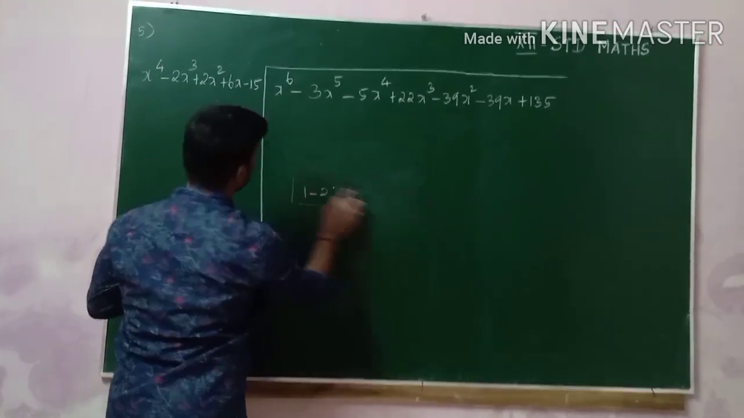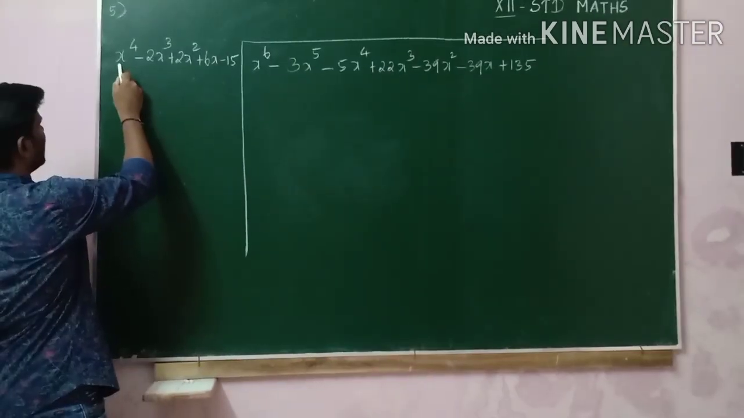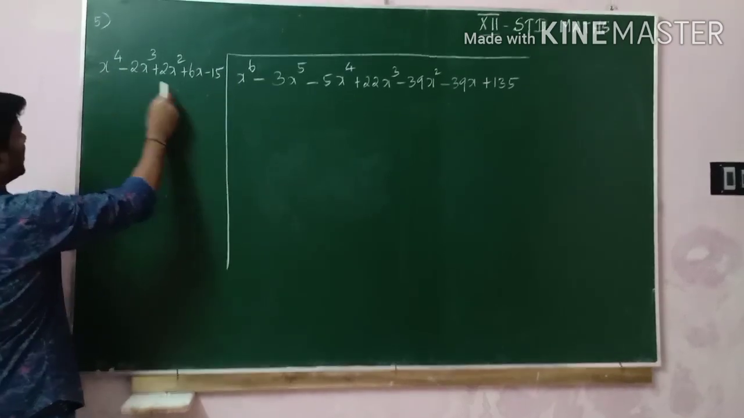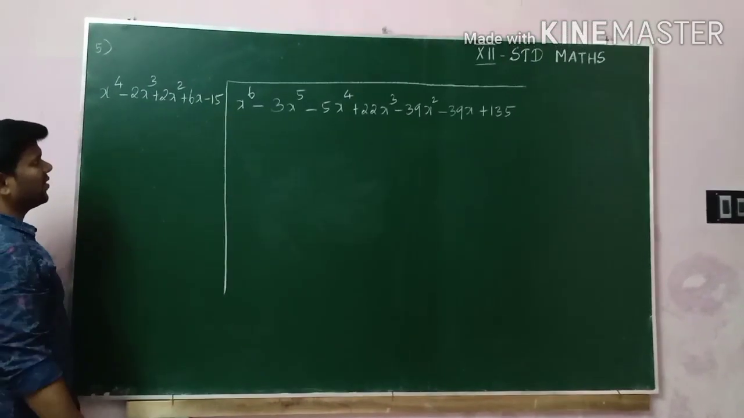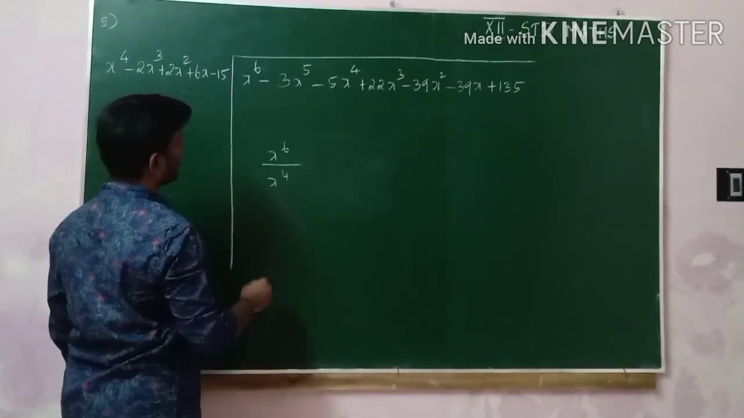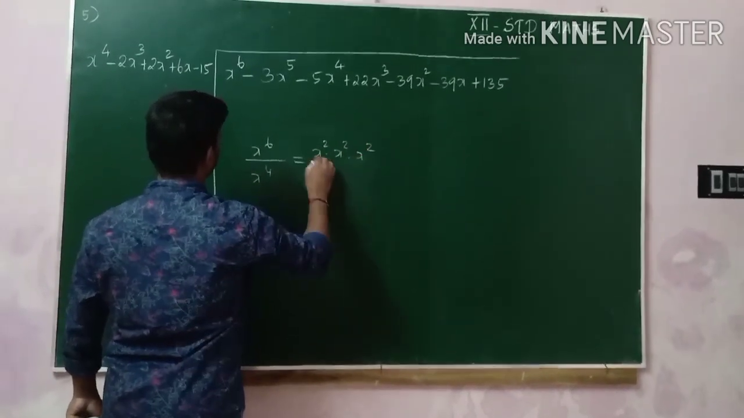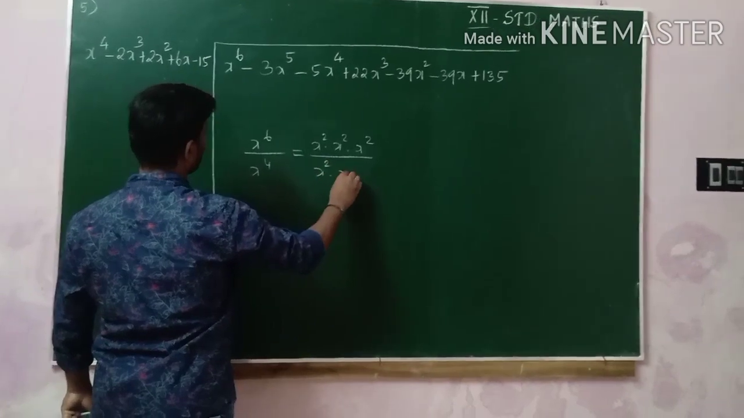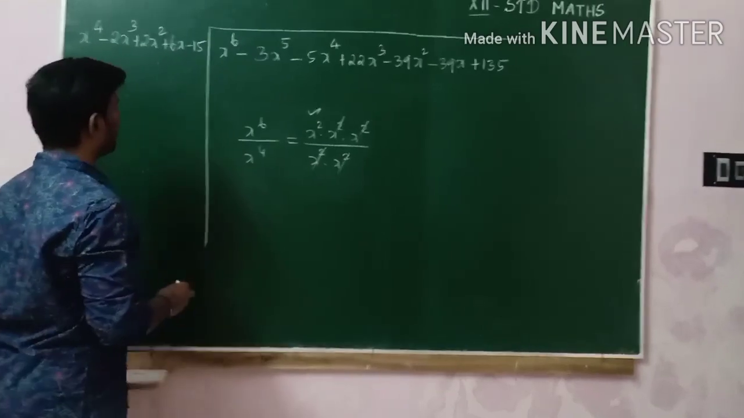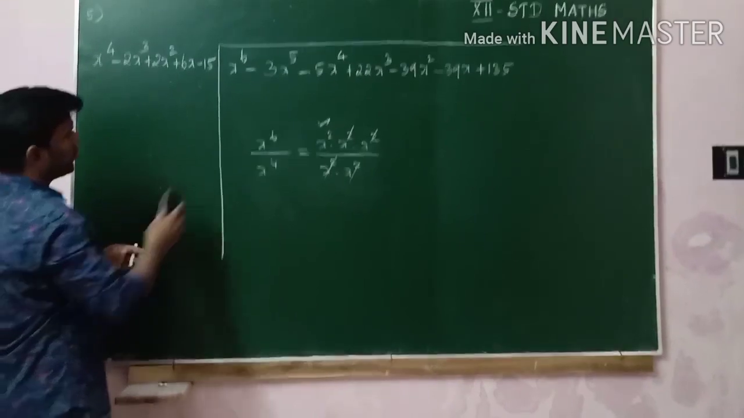So how we have to divide? Here we are not going to use synthetic division, it is ordinary division. You just compare the first term. Here x power 4 and here x power 6. We have to see what to multiply with this x power 4 to get x power 6. For that, you just divide x power 6 and x power 4. This x power 6 I can write as x square into x square into x square, and x power 4 I can write as x square into x square. So x square cancel, x square cancel, so x square. So what to multiply with this x power 4 to get x power 6 is x square.